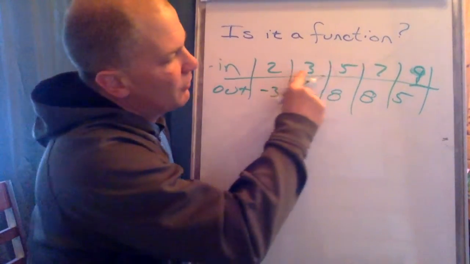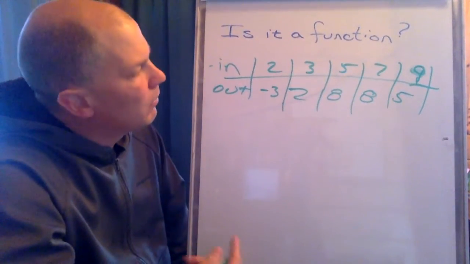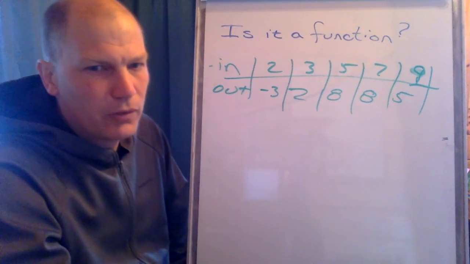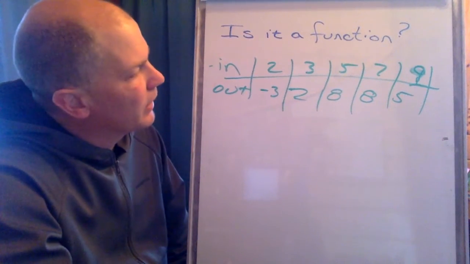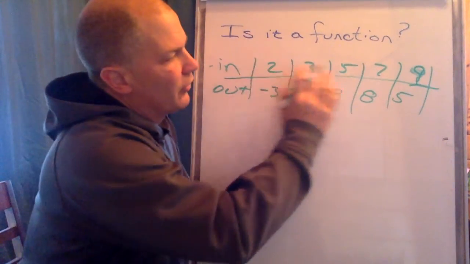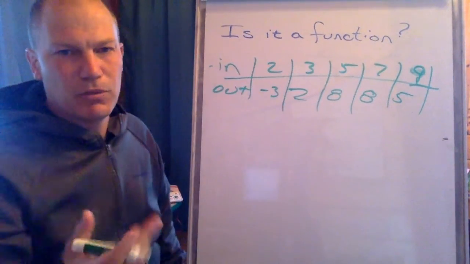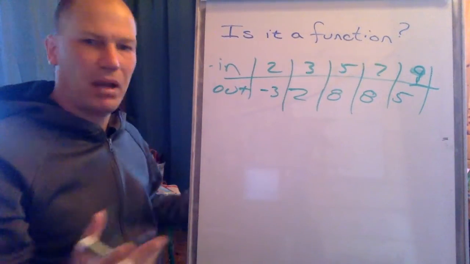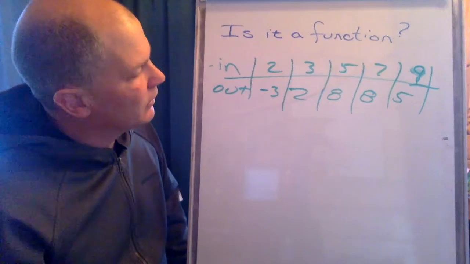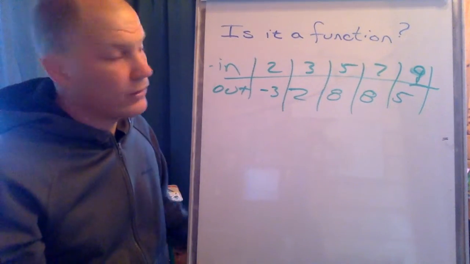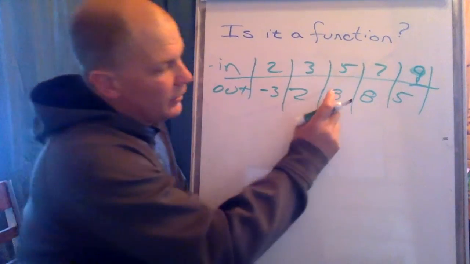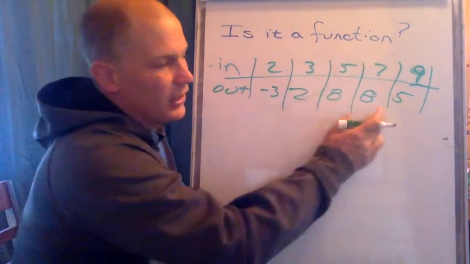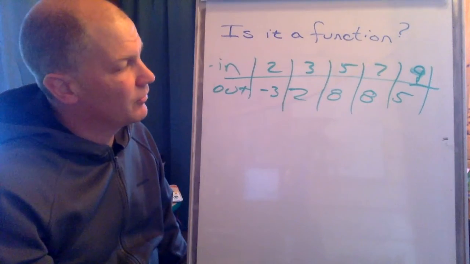And if we look here, 2, 3, 5, 7, 9, well, those are all different inputs. So it has to be a function because 2 has -3. No matter what I ask you for the input, if I tell you 7, you tell me 8. Everybody's going to tell me 8, or should tell me 8. So this has to be a function. This double 8 might scare some of us. Still a function, because this is the output. It's okay to have double information for the output.